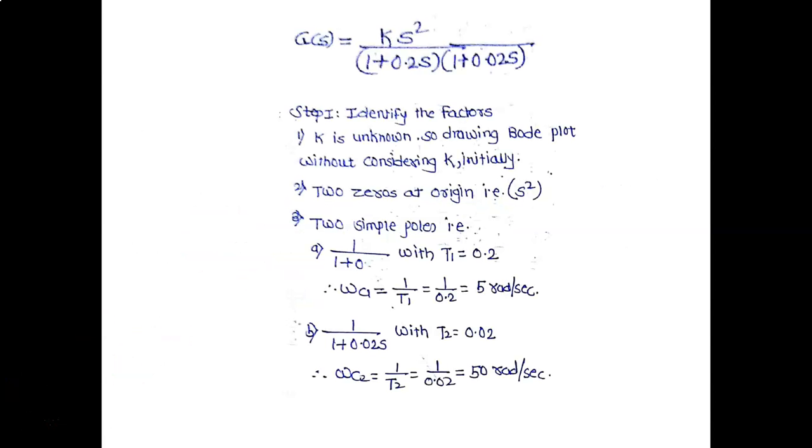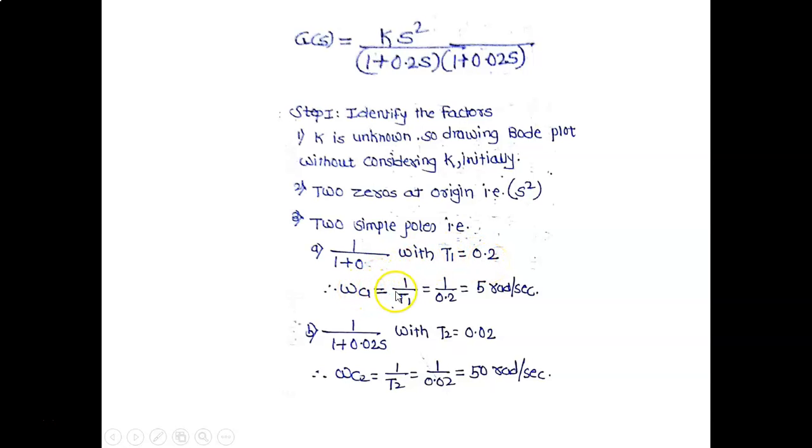Now G(s) = K s² / ((1 + 0.2s)(1 + 0.02s)). Step 1: identify the factors. First, K is unknown, so we draw the Bode plot without considering K initially. There are 2 zeros at the origin, that is s² in the numerator. Then 2 simple poles, that is 1 divided by 1 + 0.2s with T1 = 0.2.